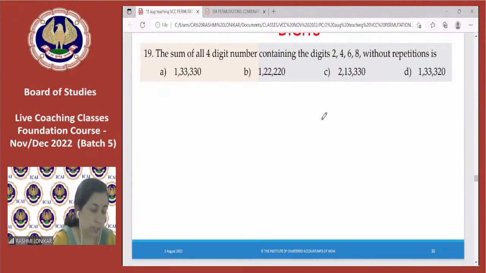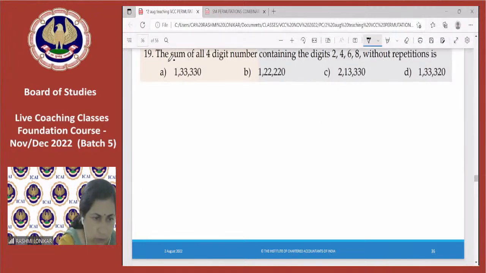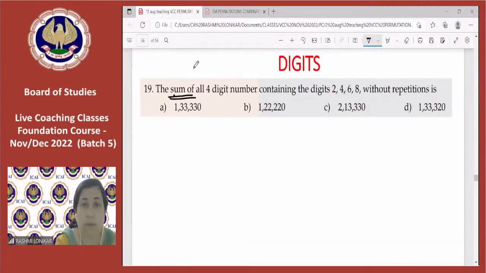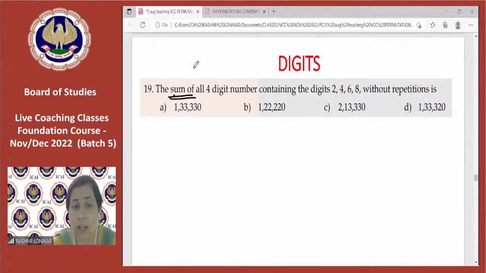Okay. Now this sum you have to be careful because very rarely they ask such type of sum, but you must know the sum of all 4 digits. Normally they will ask you how many digits are found, how many numbers are found. But here they are asking the sum of all 4-digit numbers containing the digits 2, 4, 6, 8.